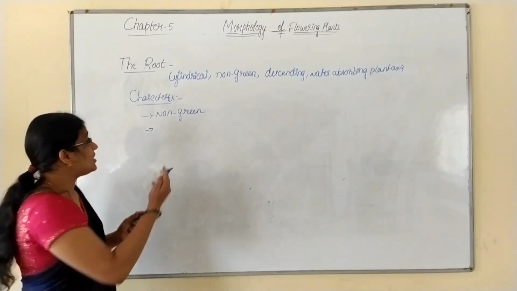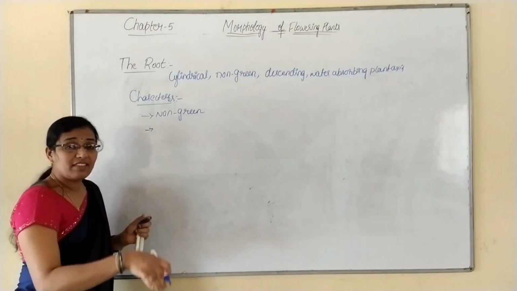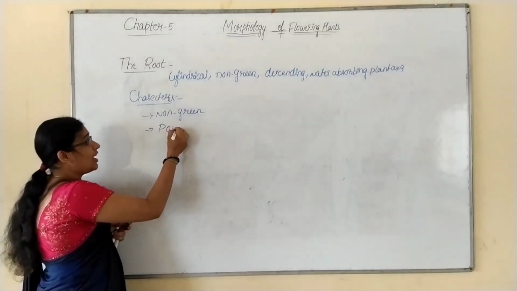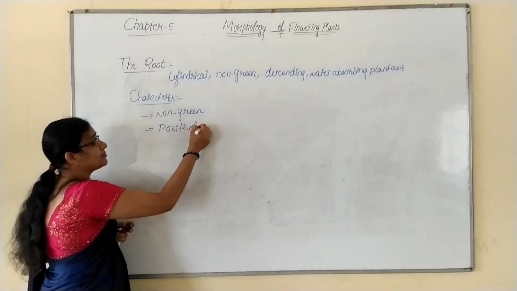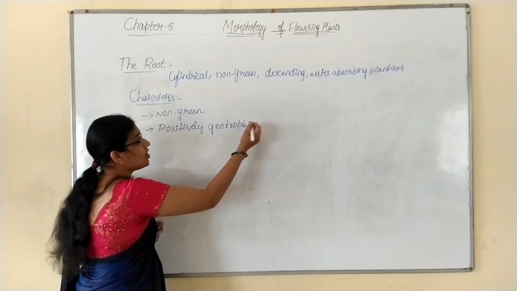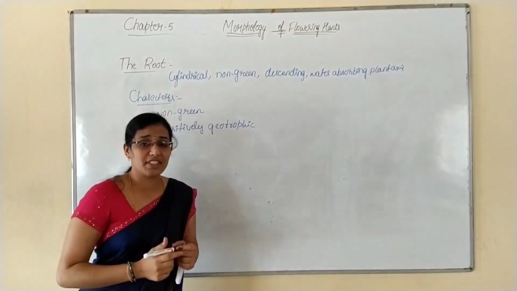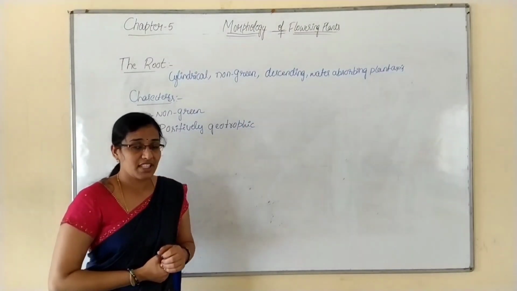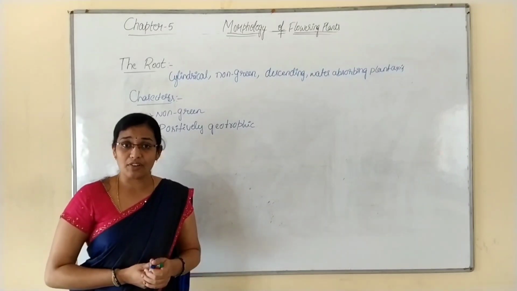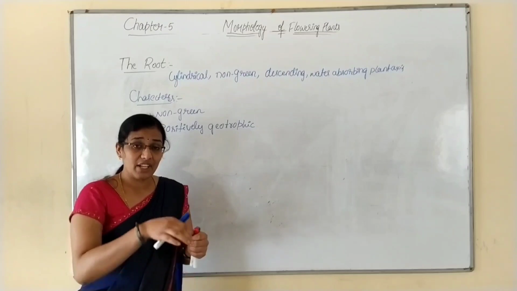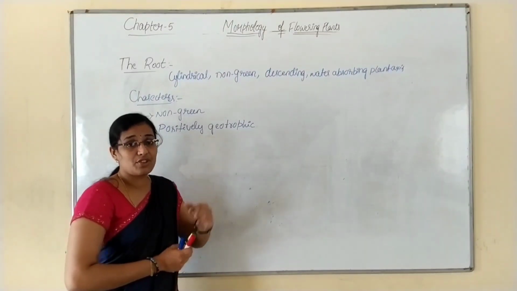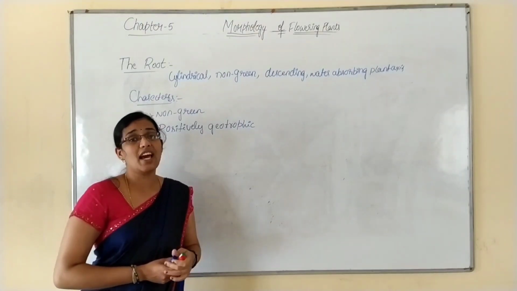That means these roots are positively geotropic. What do you mean by positively geotropic? Positively in the sense that these roots usually grow towards the ground. They grow towards gravity, towards the ground. That is called positively geotropic.